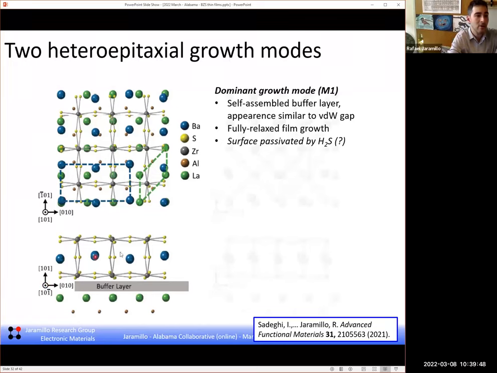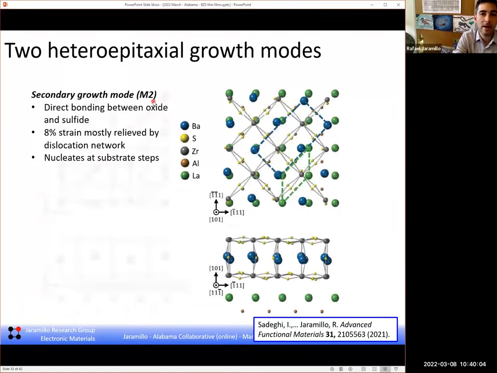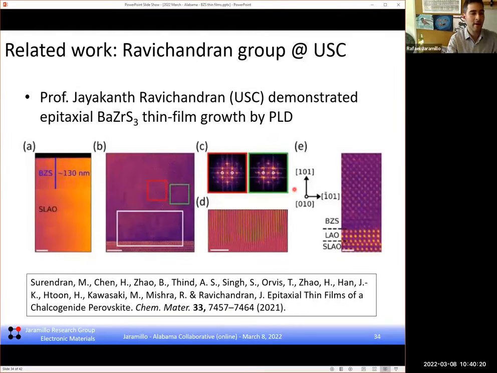And so we get this pseudocube on pseudocube alignment here. Here showing from the side view, BZS on LAO. Here showing from the top view, BZS on LAO, with the LAO rhombohedral and the BZS orthorhombic cells illustrated. And then when we have direct epis, particularly nucleating at step edges, we have this other growth mode, which is strained and less beautiful. Okay, this level of detail, I could come back to it. It's in our paper, if you want to dive into that.